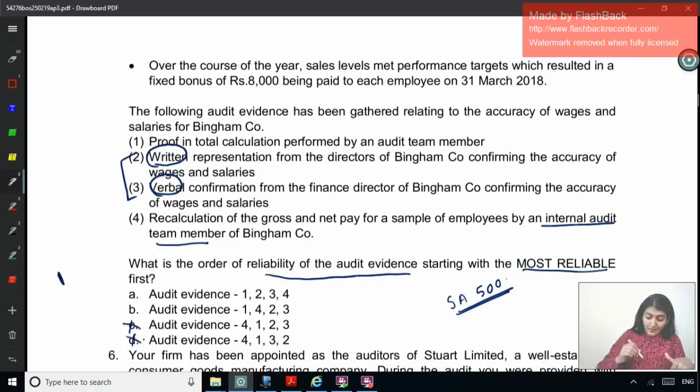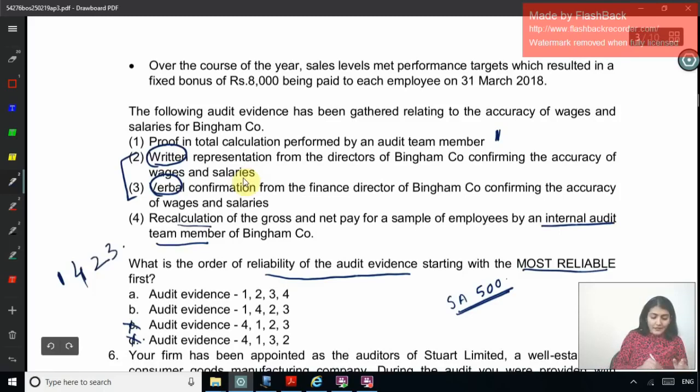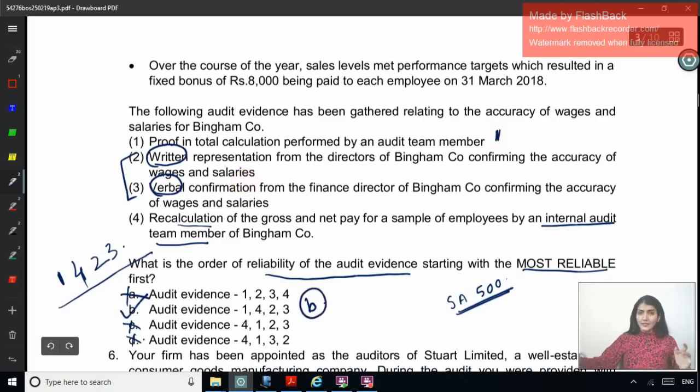One. Now you have to decide whether 1, 2, 3, 4 or 1, 4, 2, 3. So proof in total calculation performed by an audit team member, that's going to be one. Written representation, verbal confirmation, but these are just representations. Here there are recalculations of the gross and net pay for a sample of employees, done by an internal audit team member. So that is also more of, you know, in writing, and it's not a representation, it is a recalculation. Right, so next is going to be four, and then after that you have written, and then you have the oral. Right, so which is the correct answer for this one? B. Right, which is the correct answer? B.